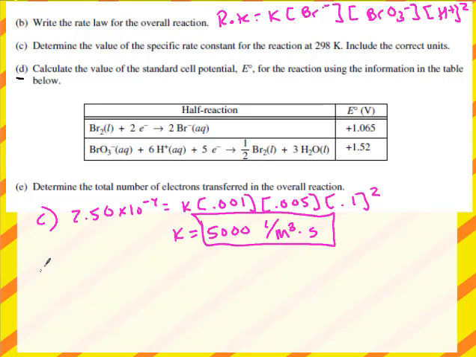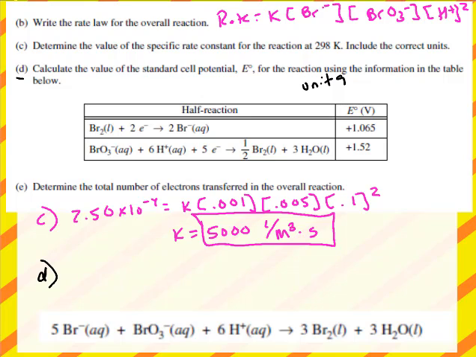For D and E, we have an electrochemical cell. We talk about how to calculate E cell in Unit 9. So let's see how to calculate our cell potential. We have Br ion as a reactant. We have Br ion as a product. So this one's going to have to be reversed.